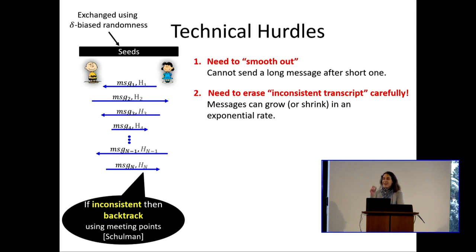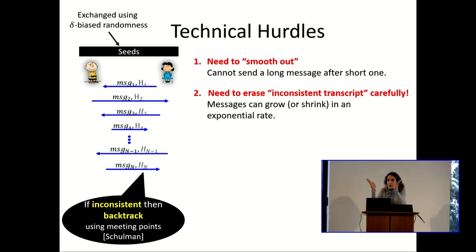Fine. Then we have a serious problem. Because the smoothing is not perfect, messages can still grow or shrink at an exponential rate. They can grow each time by a factor of 2, let's say. Then if we found a place where we're inconsistent, before, you would just erase all the things that you said after the inconsistency. Here you can't erase it. You need to be very careful when you erase.